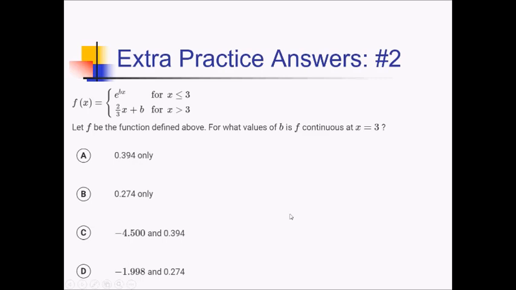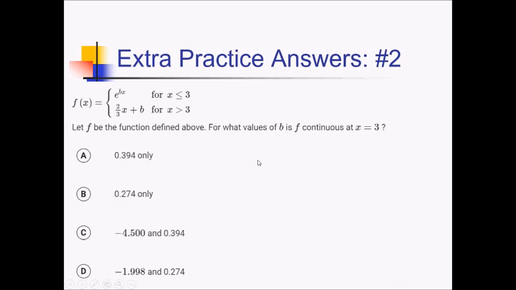On this one, we're defining f as this piecewise function, and we want to know what value of b, where b is some mystery constant, makes this function continuous at the border value 3. All right, well, in order for this to be continuous, we need the limit to exist, the function value to exist, and those two things to equal each other. So let's start with the limit piece of this.